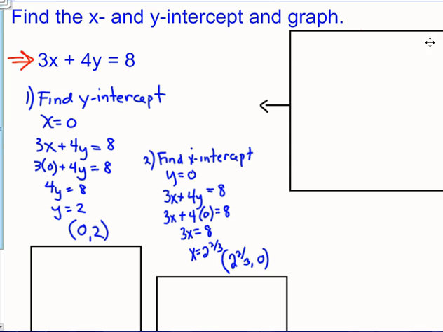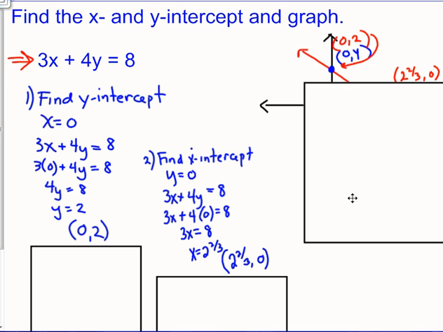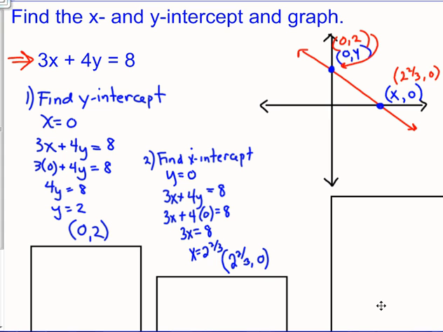After we do all that, we're going to graph it. Your graph would look something like this. We have (0, 2), which is my y-intercept, and (2 and 2/3, 0), which is my x-intercept. Draw a line between these two points, and there you go.